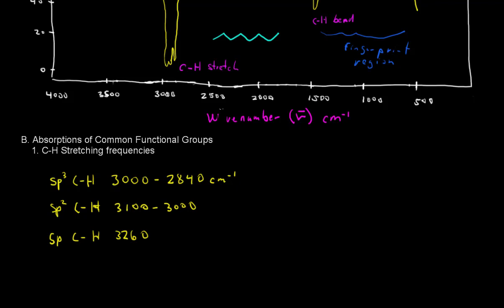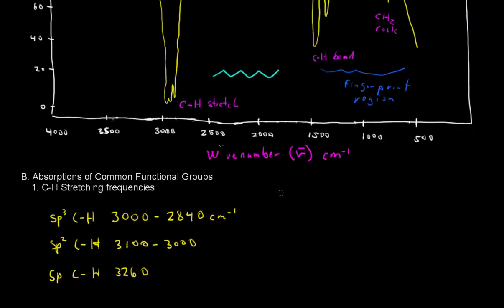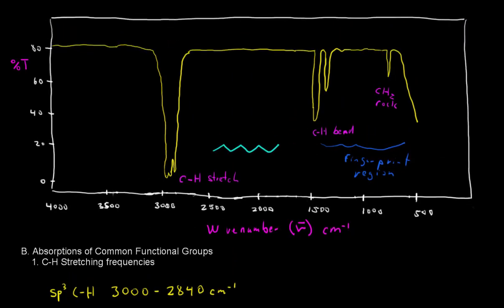And so that would be, of course, for a terminal alkyne. And so what does that look like? For 1-hexene, we're going to see, in addition to the sp3 CH stretching frequencies, which don't change very much, at about 3080 in this case, a moderate peak for the sp2 hybridized.